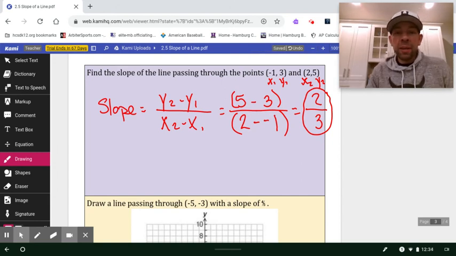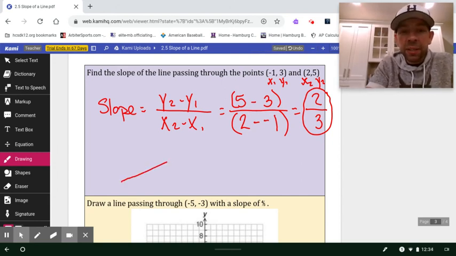So it's definitely a positive line that's trending upward, but more gradual than the previous example.